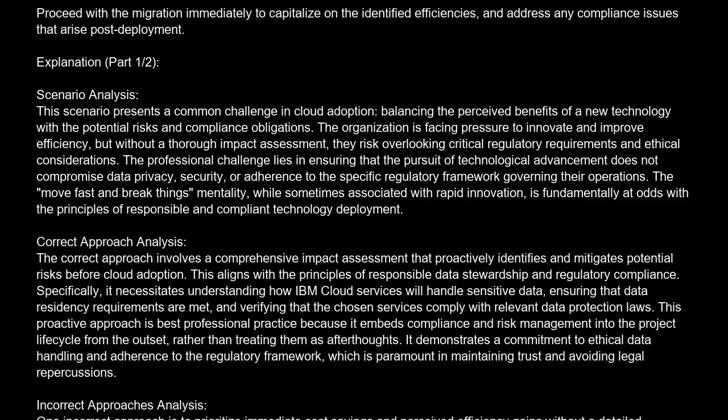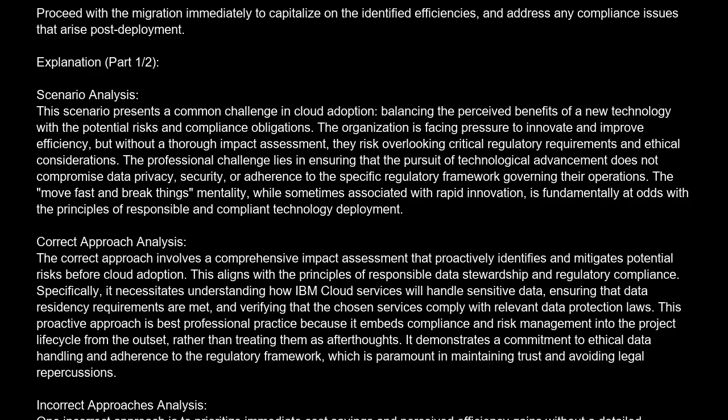Correct answer is D. Proceed with the migration immediately to capitalize on the identified efficiencies and address any compliance issues that arise post-deployment. Explanation. Scenario analysis. This scenario presents a common challenge in cloud adoption, balancing the perceived benefits of a new technology with the potential risks and compliance obligations.